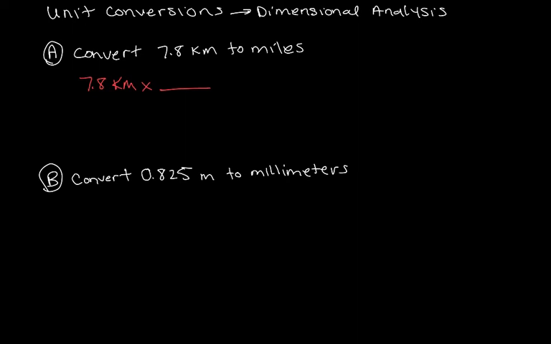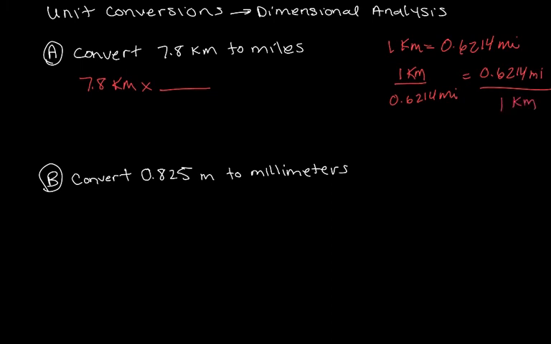So you use a table. In your book, it's table 2.3. And you find that 1 kilometer is equal to 0.6214 miles. This can be written as a ratio in which it says for every 1 kilometer, there's 0.6214 miles. Or it could be said that there is 0.6214 miles for every 1 kilometer. They both mean the same exact thing.